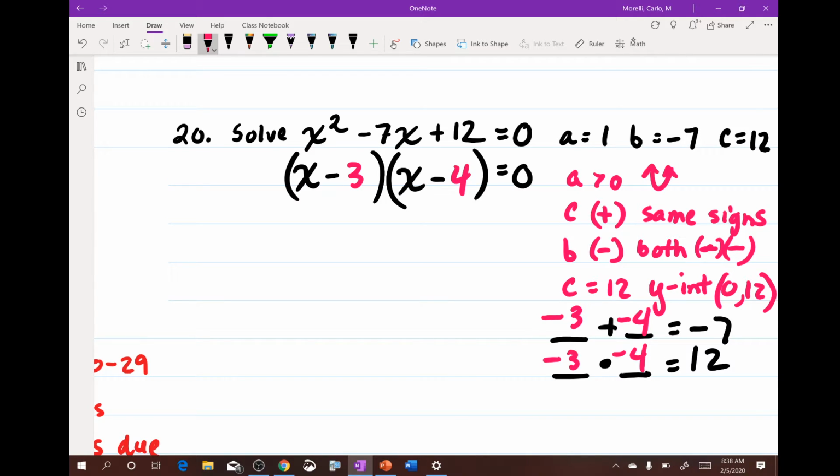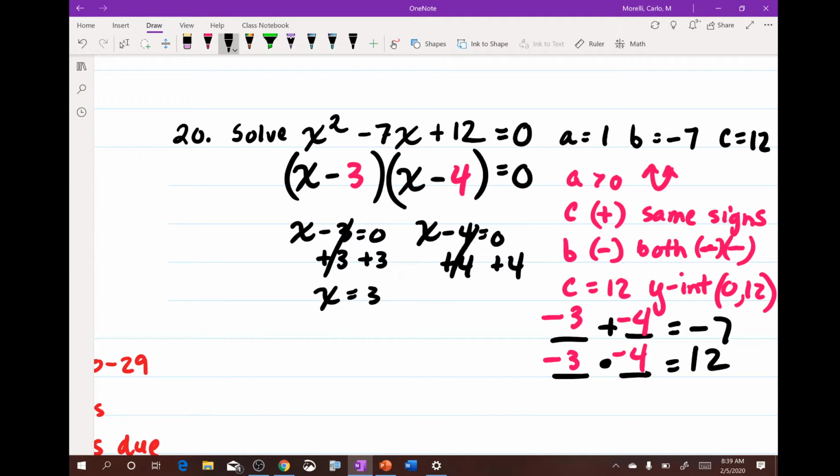Almost. So we have now factored the quadratic. Now we're going to solve it. I hated this. Here's how you do it. Set each factor equal to 0 and solve these little tiny equations. So for this first one, I'll do +3 on both sides. And I get x equals 3. And here I do +4 on both sides. And I get x equals 4. So we think that these are our two solutions.